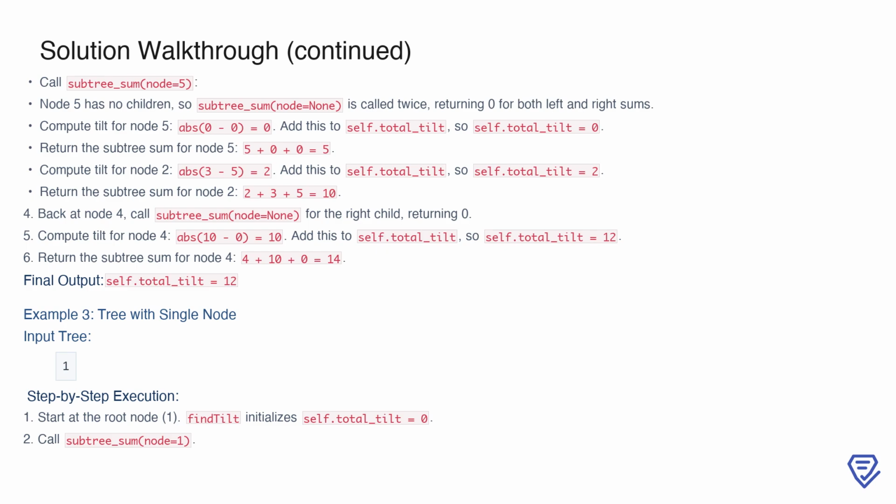The subtree sum for the entire tree is 4 plus 10 plus 0 equals 14. The final output for this skewed tree is self.total_tilt equals 12.